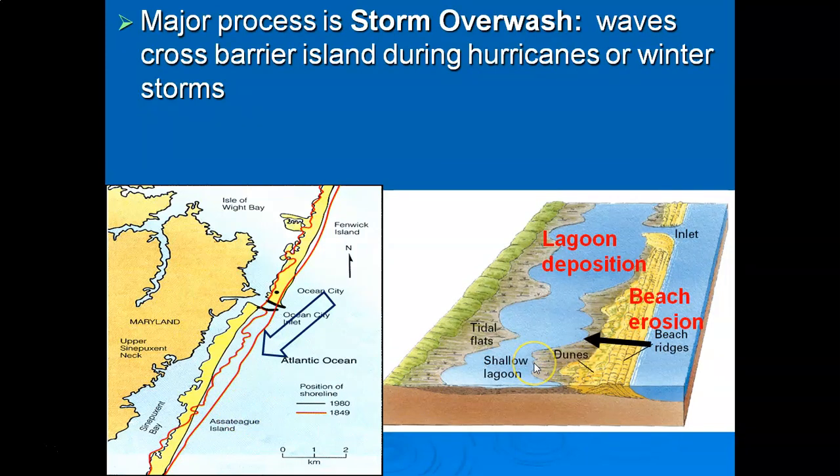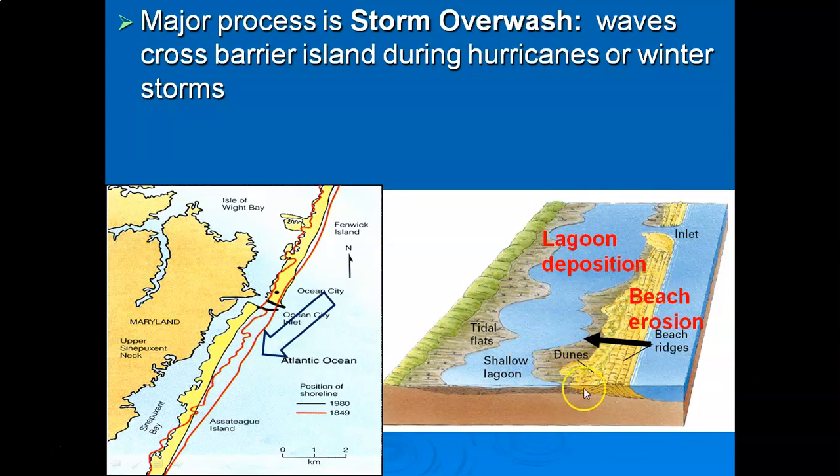I want to talk to you about the major process that's been going on with barrier island systems. And the major process is storm overwash. What winds up happening during high water events of hurricanes and really strong winter storms is that the high waves can actually cross the barrier island. These high waves attack the frontal beach and erode the beach. And these high waves can inundate the barrier island and take this eroded frontal beach and eventually deposit it into the lagoon. And so you can see some marsh forming from the deposition of the eroded beach.